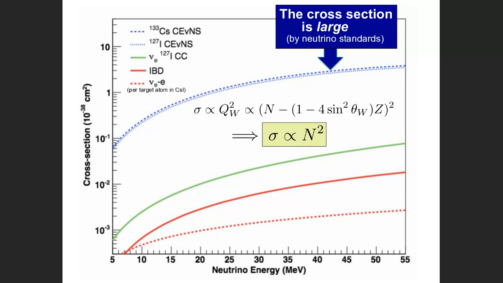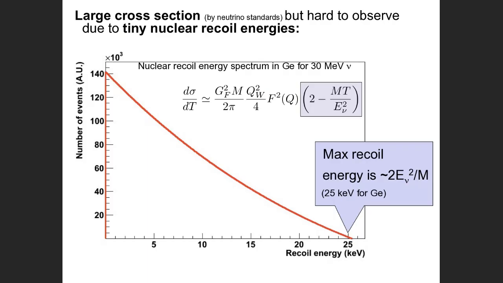This red is inverse beta decay on free protons. That's also a well-understood, well-known interaction, also relatively large per mass. And even that is smaller. This dashed red line is interaction on electrons. This is per target atom in cesium iodide. That's much smaller. So this is really a very large cross-section by the standards of neutrinos.